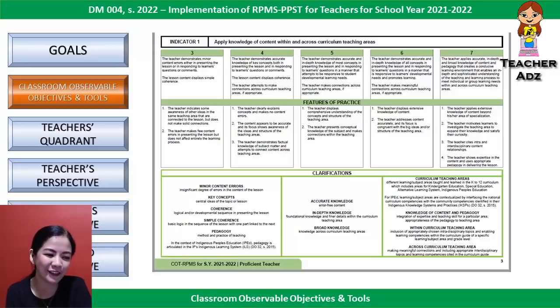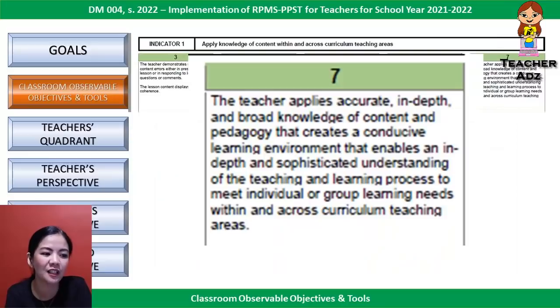Okay, so if you would like to have a rating of 7, then you have to look at your COT or classroom observation tool and look at the description of level 7. So sabi dyan, the teacher applies accurate, in-depth, and broad knowledge of content and pedagogy that creates a conducive learning environment that enables an in-depth and sophisticated understanding of the teaching and learning process to meet individual or group learning needs within and across curriculum teaching areas.